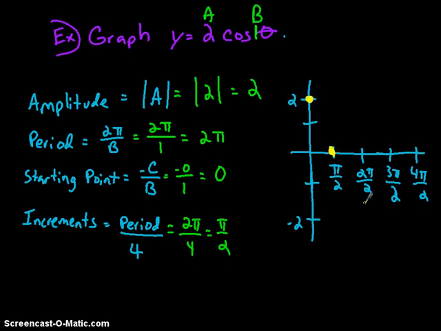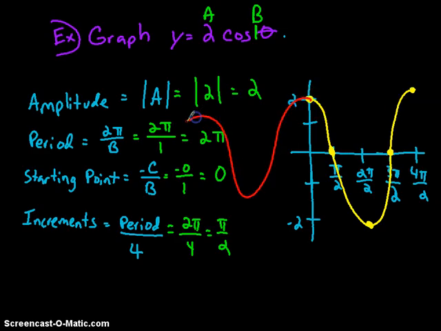Then it's an intercept, then my minimum right here, intercept, maximum. So it goes down and back up, and that's one period of the curve. Just don't forget, the curve continues forever, but one period of it is here in yellow. And that's what that graph looks like.